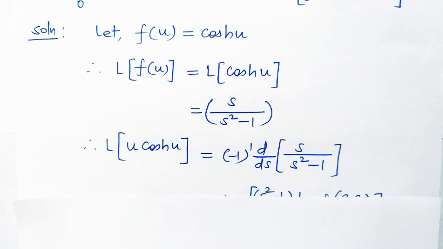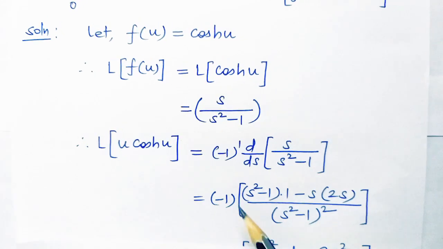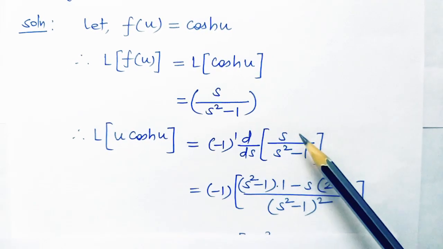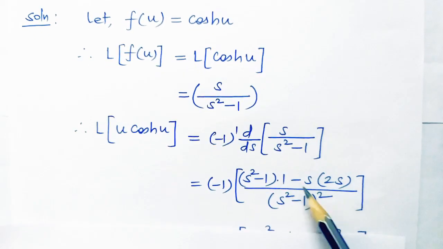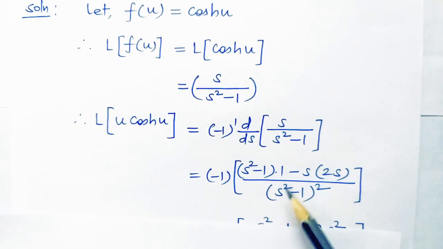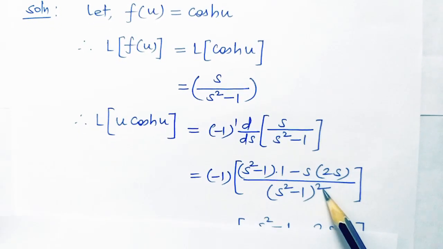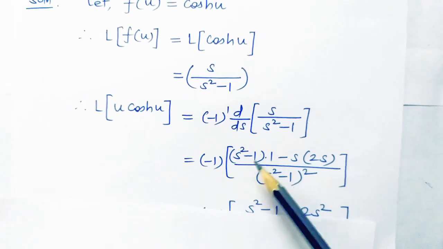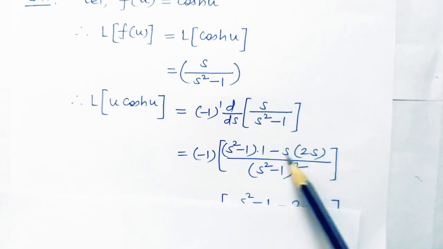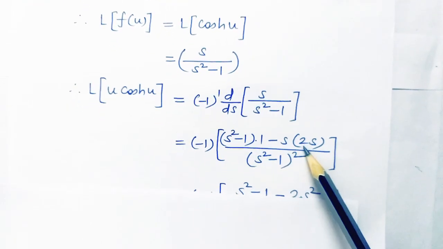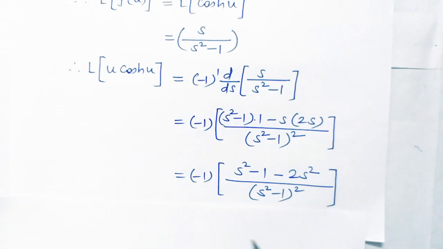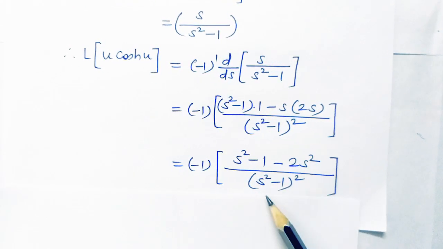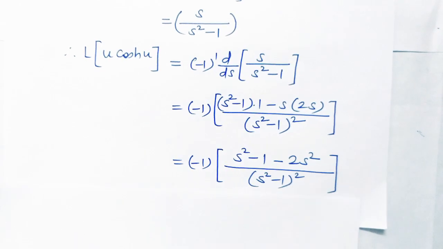Okay. So further, it is minus 1. Since it is s divided by s square minus 1, we can use the u by v form, the quotient rule of derivative. And we have s square minus 1 whole square in the denominator. The denominator function is shifted to the numerator: the derivative of s equal to 1 times s square minus 1, minus s times the derivative of s square minus 1, which is 2s. Further, we may have minus 1 times s square minus 1 minus 2s square, divided by s square minus 1 whole square.